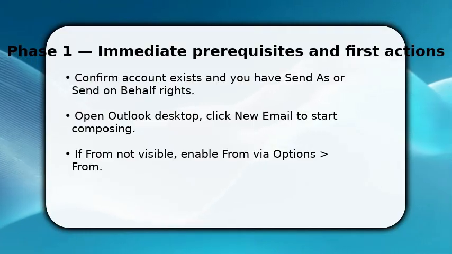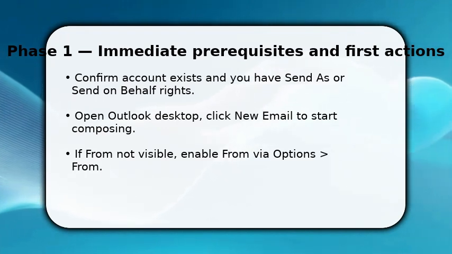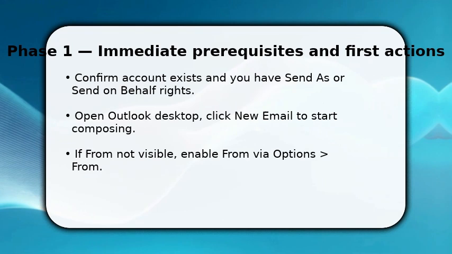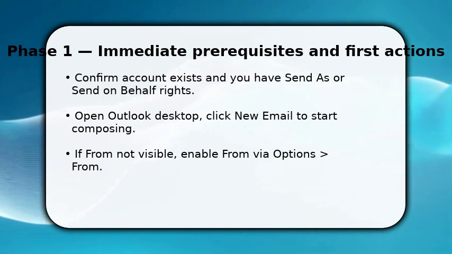You have the account and permissions. Now start composing. Open Outlook and click New Email to get to the message window. Once the Compose pane appears, go to the Options tab and click From to show the From field. This lets you choose which address sends the message.